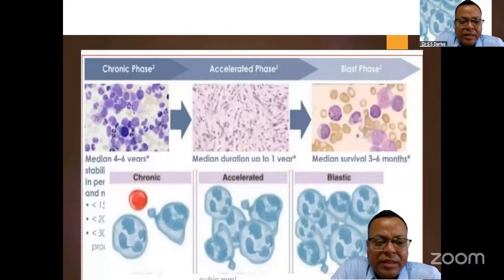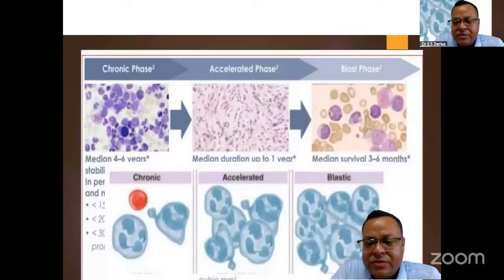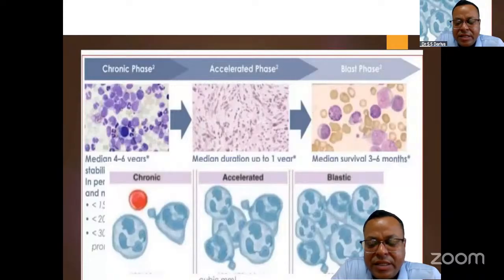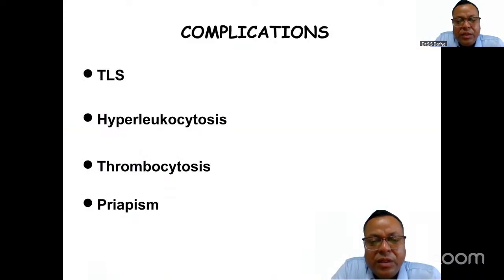The same thing, the median survival of the chronic phase, accelerated phase, and blast phase. These are the cells which can be seen in the PBF and the bone marrow. Now come to the complications. What complications will happen? One, as I told you, is TLS, the tumor lysis syndrome, then hyperleukocytosis, thrombocytosis, and priapism.